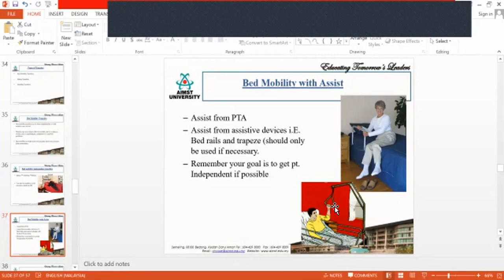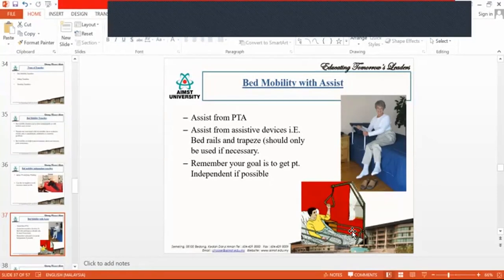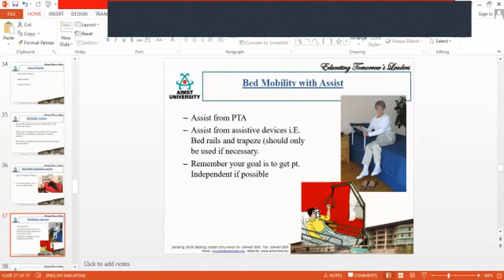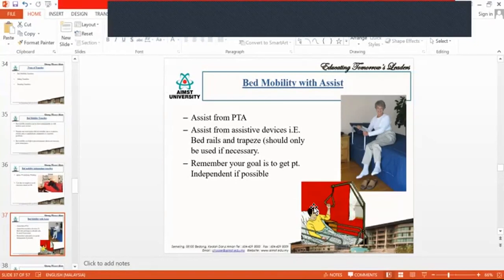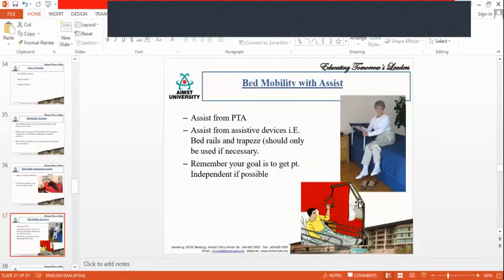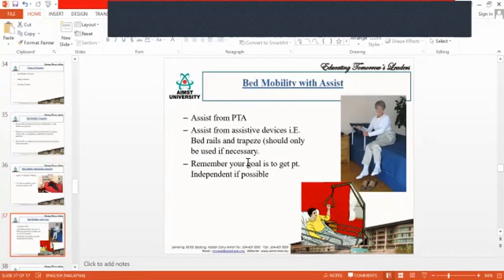Patients who have undergone a cardiac surgery should not turn to one side. If they turn to one side, the operation site would be compressed and it would start to leak. So you need to make sure that you give equipment like this, or a belt. You can tie a belt from the lower end of the bed, and holding the rope or the roll the patient can come up. This is called a trapeze. So this is bed mobility with assistance.